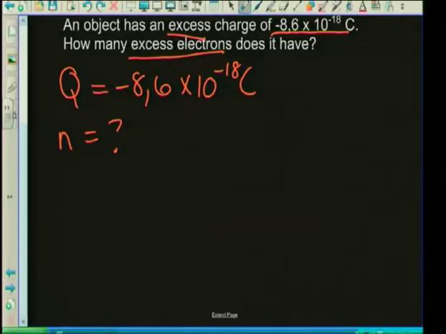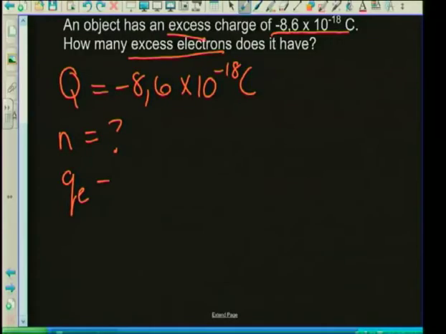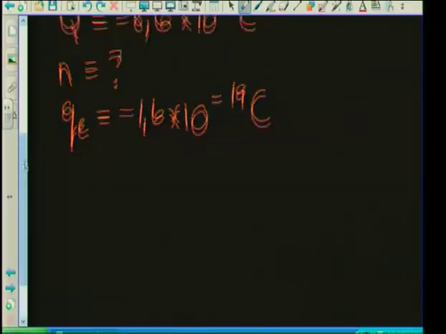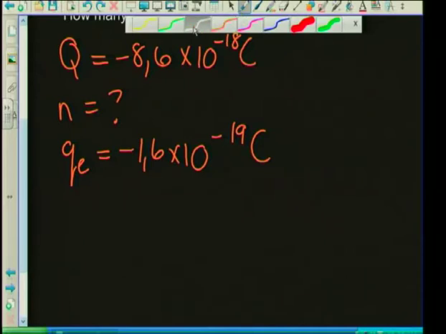I'm hoping right now you're going, oh, no, I know how to do this. We need to use our equation that we learned earlier. We had Q_net equals Q1 plus Q2 over 2, or Q equals nQe. That means we need to remember that Qe is minus 1.6 times 10 to the minus 19. I've kept the minus here because I'm dealing with an excess of electrons. So if I've got a minus charge, I need to divide by minus because I can't have a negative number of electrons.